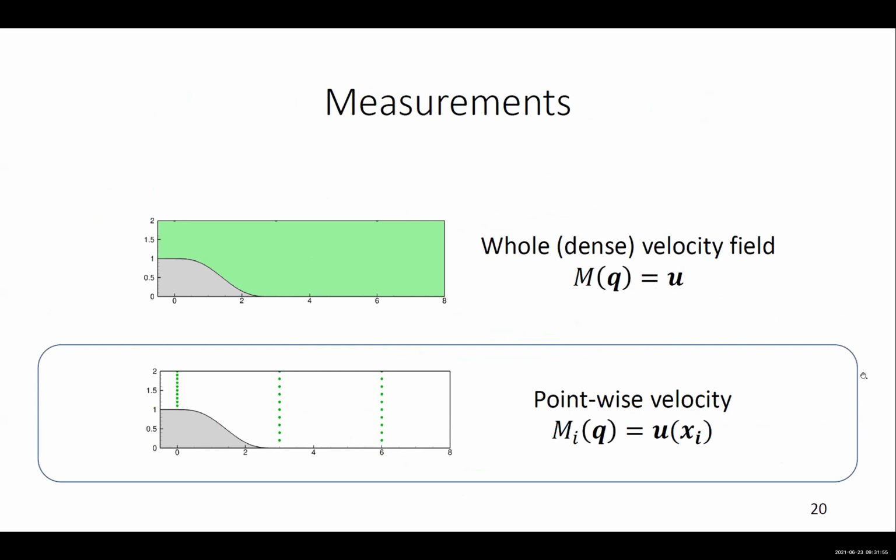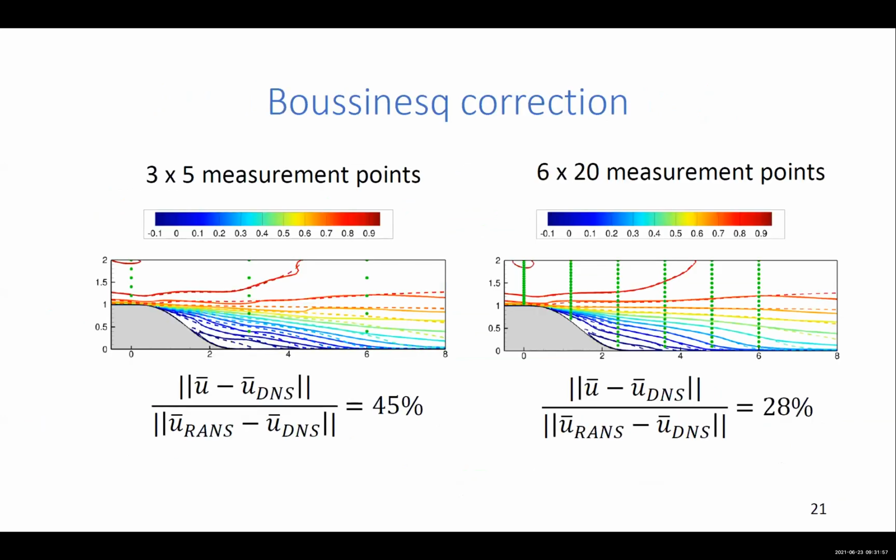So let me now present some results on the point-wise velocity measurement. I'm going to present two simulations, one for sparse data and one for more dense data. We see that the error of the final solution is larger for the sparser data than for the more dense data, which makes sense. So for this model, including more measurement points in our cost function does improve the solution.